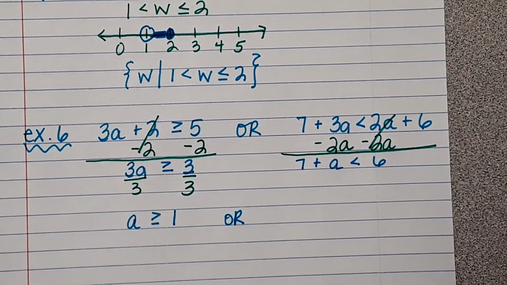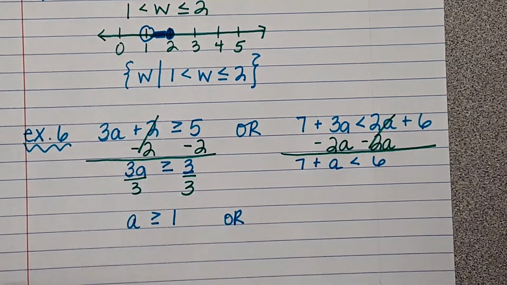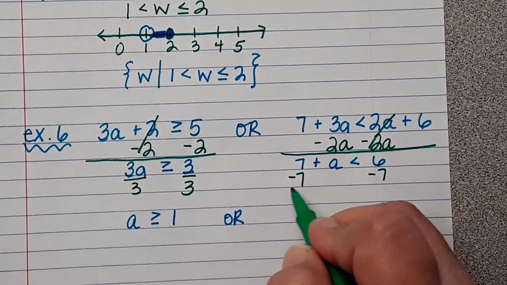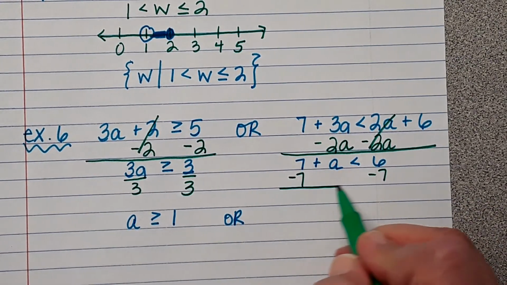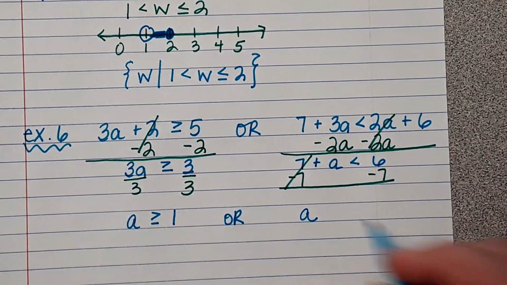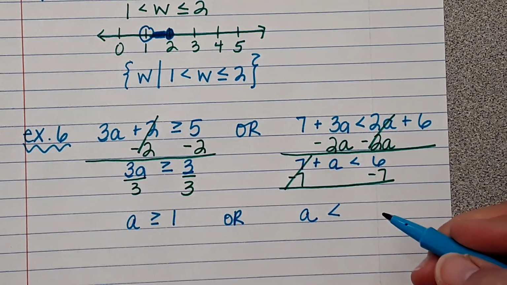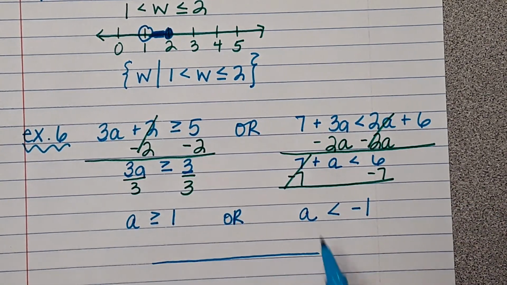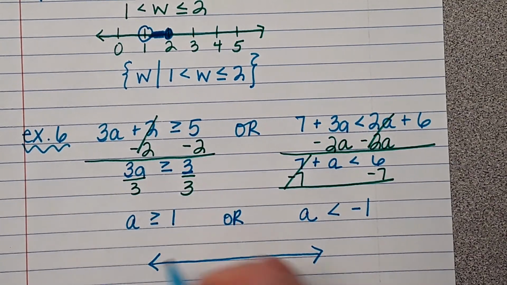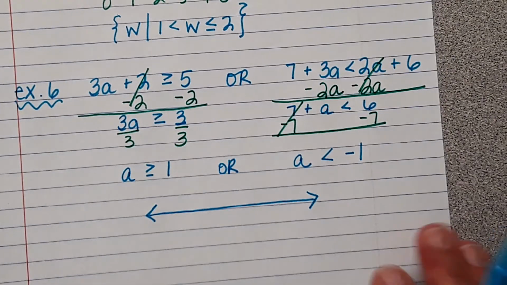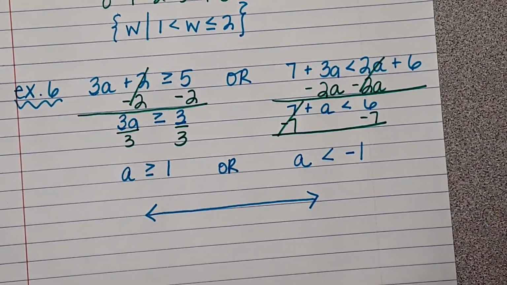And now what am I going to do? Yep, we're going to subtract the 7. A is less than -1. Now remember what I told you guys. We're drawing the graphs, but when you go to do your work today, the graphs will be drawn for you.